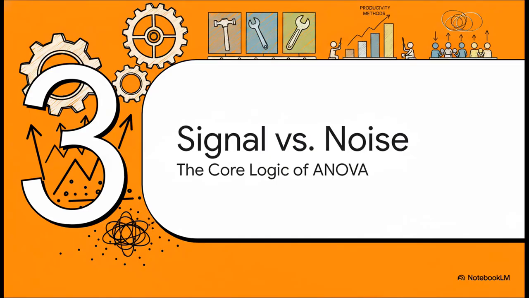And that question, that's where the magic of a technique called analysis of variance, or ANOVA for short, comes in. Honestly, the core idea behind it is just brilliant. Think of it like this. ANOVA helps us separate the important signal from all the distracting background noise.